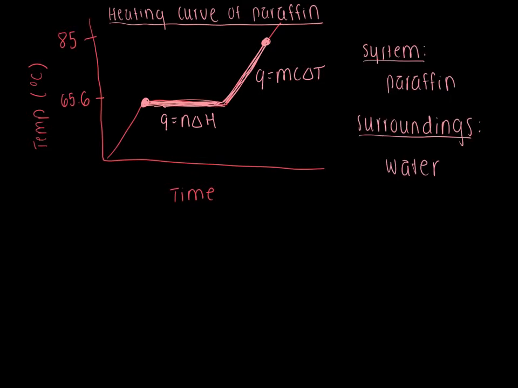For some students, it's hard to determine what is the system and what is the surroundings. A good way to check yourself is to know what is of interest in the problem. Here in the problem, paraffin is of interest, so that is going to be the system, and the surroundings is going to be the water.